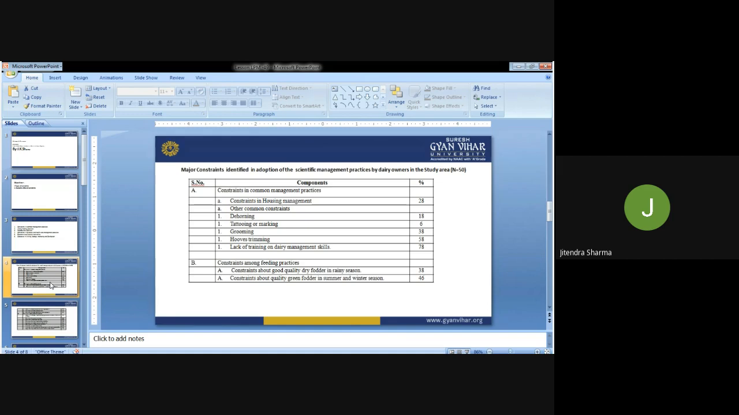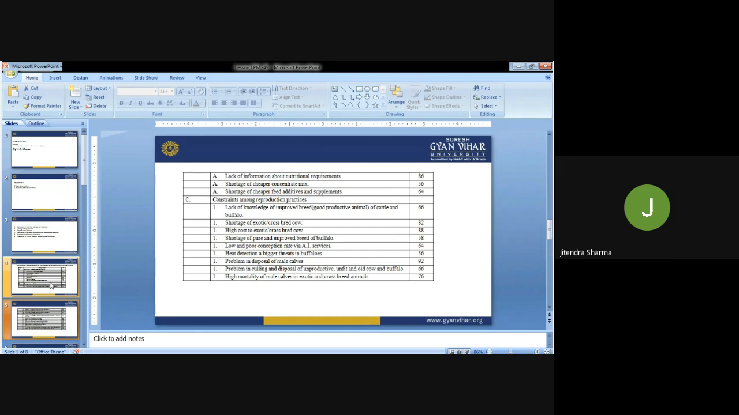Then the constraint about quality green fodder in summer and winters. This is a problem of the entire Rajasthan, but in the Jaipur region where the research was conducted, 46% of farmers expressed their anguish that because of poor irrigation and water scarcity, they are not able to manage green fodder thoroughly in summer and winters for their animals.